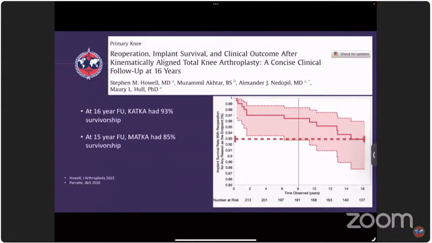The longest follow-up study was just published by Dr. Howell. It was a 16-year follow-up and shows 93% survivorship, and that's still better than the 85% survivorship of MA TKA published by Parratte in JBJS 2010.